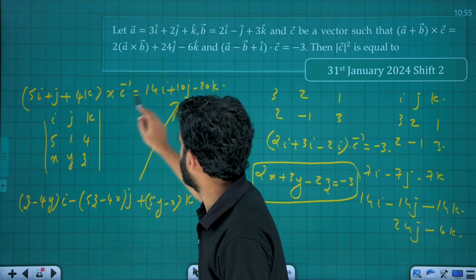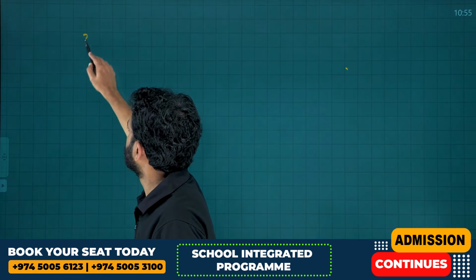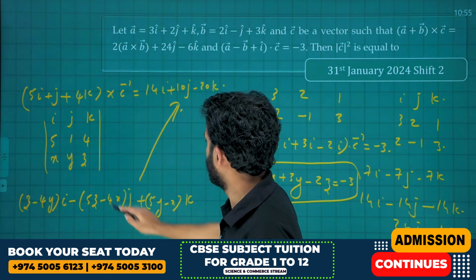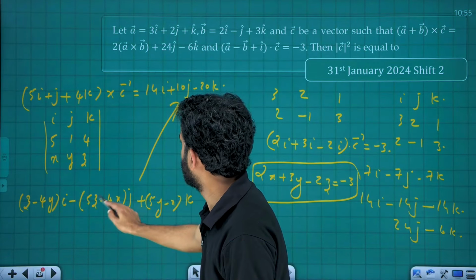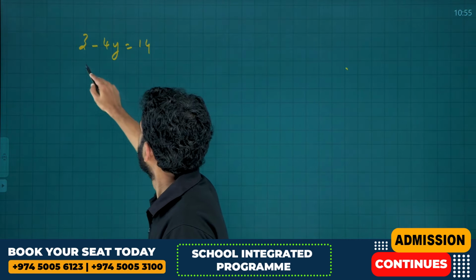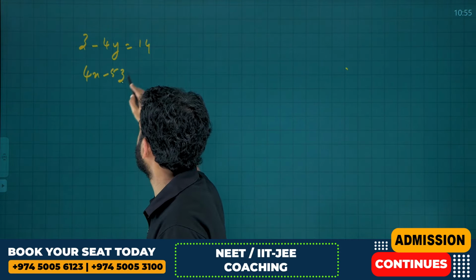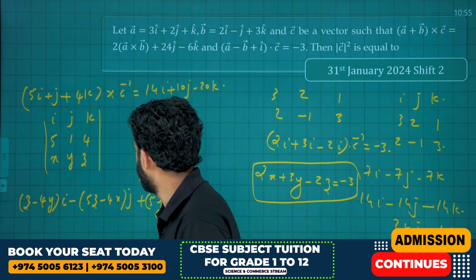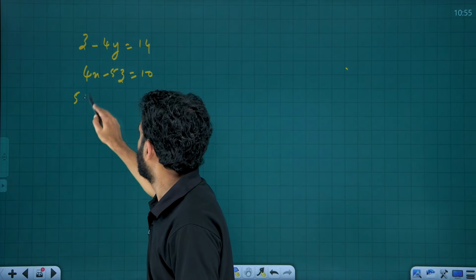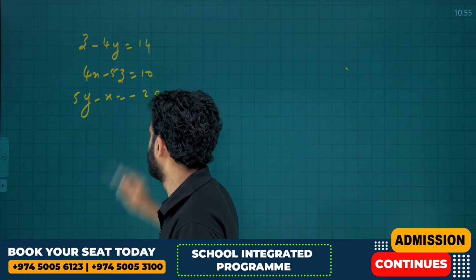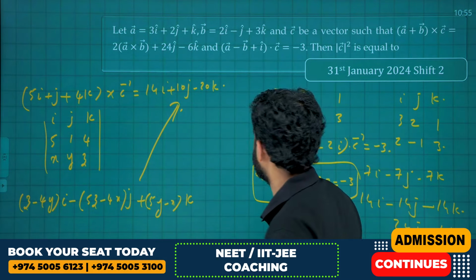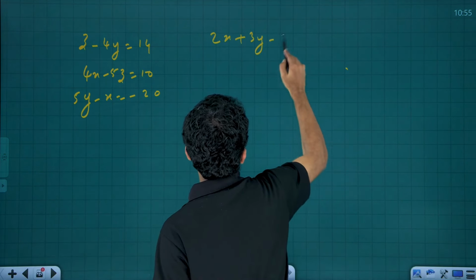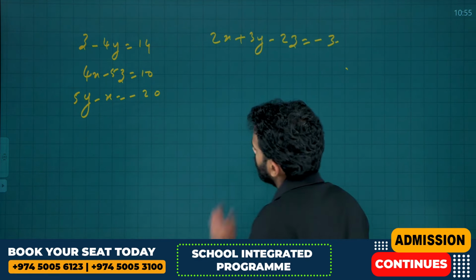That is z minus 4y is equal to 14. Next one, open the bracket, you will get 4x minus 5z is equal to 10. And the next one, 5y minus x is equal to minus 20. And our parent equation: 2x plus 3y minus 2z is equal to minus 3.